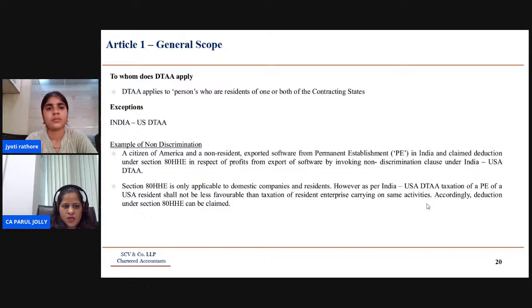I've given an example to understand this concept. A citizen of America who is a non-resident. This example is based on a case when the deduction under Section 80HHE, in respect of export of software, was there in the law. There was a citizen who was a non-resident, and he was exporting software from a permanent establishment in India, and he claimed deduction under Section 80HHE. It was questioned that profits of a PE have to be taxed in accordance with the DTA provisions. Article 7 of the DTA provides the mechanism to tax the profits of a permanent establishment, and Section 80HHE is only applicable to domestic companies. However, it was decided that as per the India USA DTA, taxation of a PE of a USA resident shall not be less favorable than taxation of a resident enterprise carrying on the same activity. So accordingly, that deduction was granted to that particular assessee. So this is basically a situs-based non-discrimination.